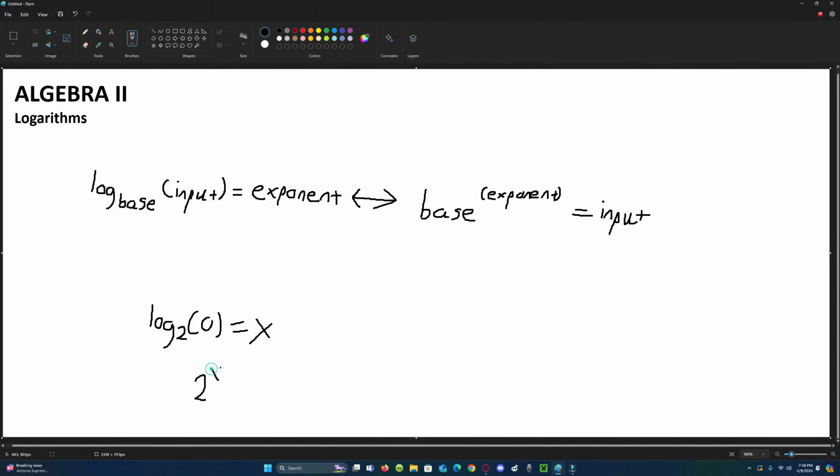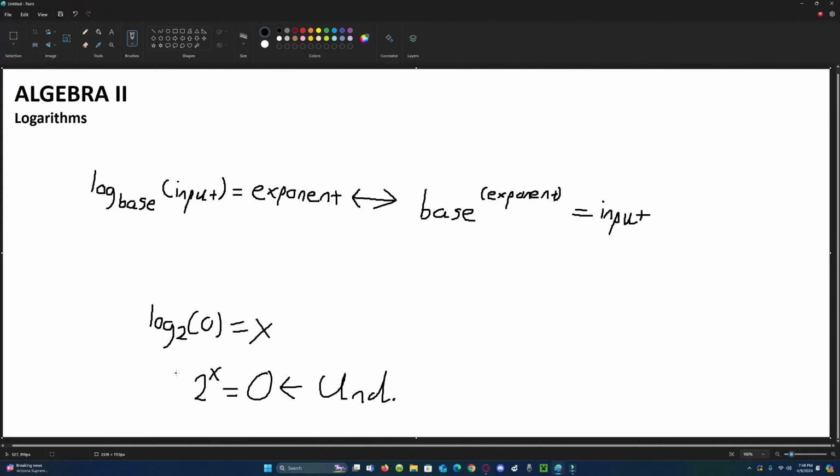2 to the x equals 0. Now this is undefined. This is undefined because no exponent that you can provide to a number will be equal to 0. Nothing. So, if for some reason the answer is 0, then it's undefined. We don't know what it is, we can't figure out what it is, and that's that.